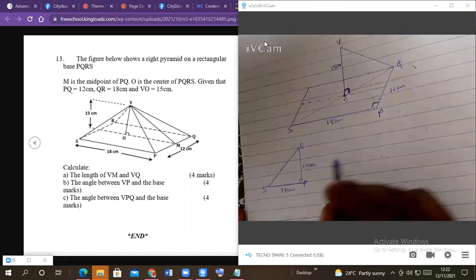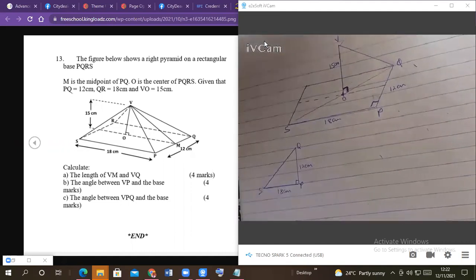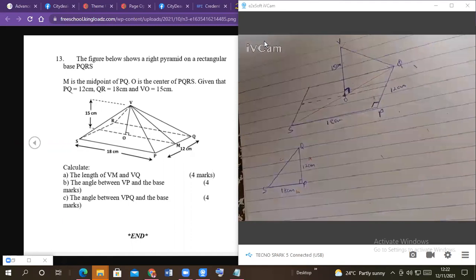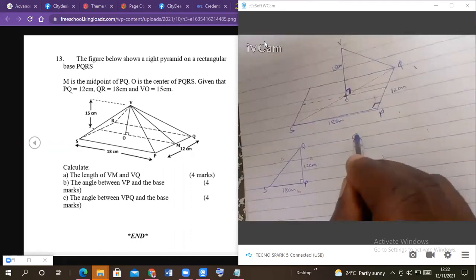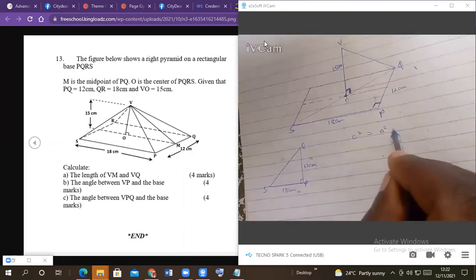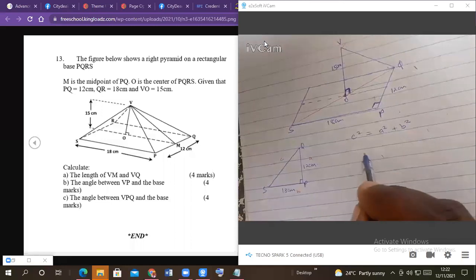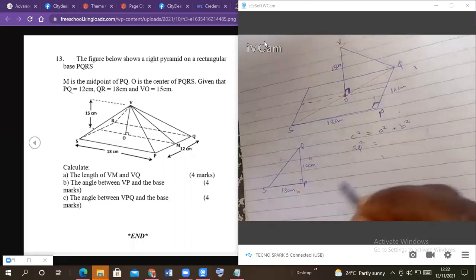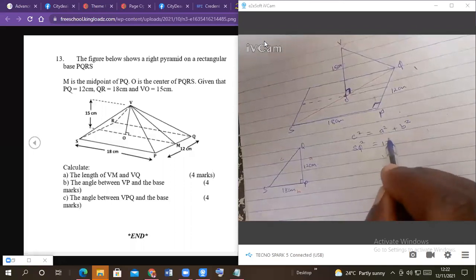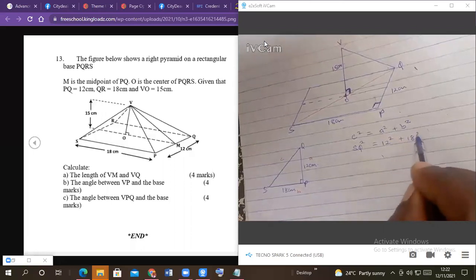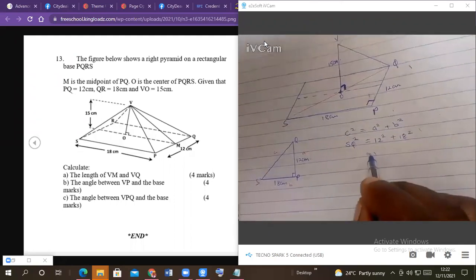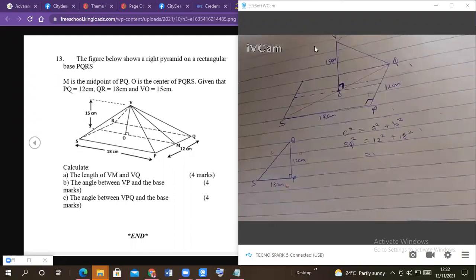Then I can find SQ. If you say that this is your C, this is your A, and this is your B, so you say that C squared equals A squared plus B squared. Then SQ squared equals 12 squared plus 18 squared.